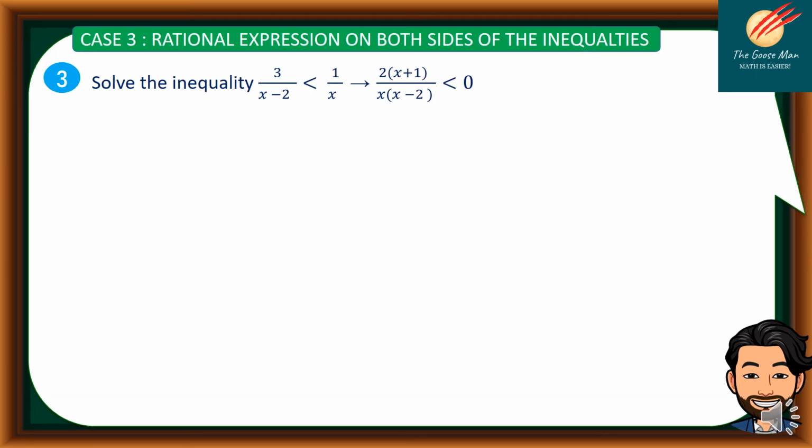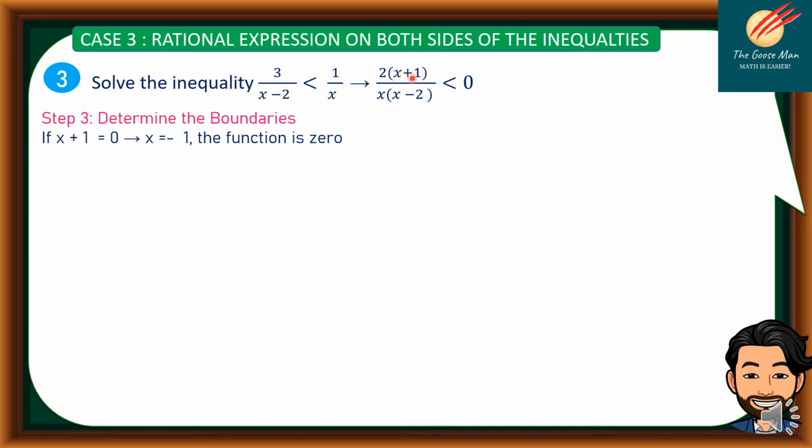So since we can say that the inequality 3 all over (x minus 2) is less than 1 over x can be renamed as 2 times (x plus 1) all over x times (x minus 2) is less than 0, we can now determine the boundaries. However, if we observe the numerator, since 2 is a constant, I can write 2x plus 2 as 2 times (x plus 1).